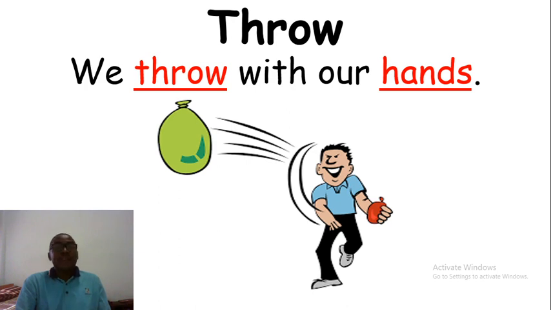So we throw with our hands. For example, he is throwing a balloon. This is a balloon. So this man is throwing a balloon with his hands. The hands are the ones that are helping him to throw the balloon. For example, I am throwing this fruit with my hands.